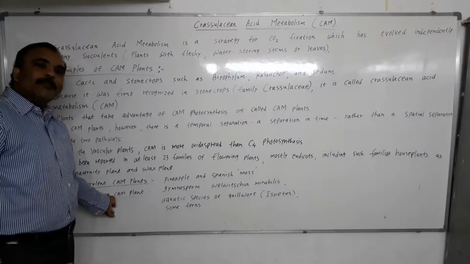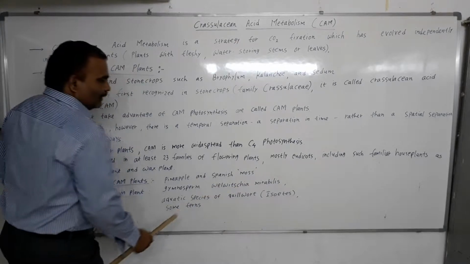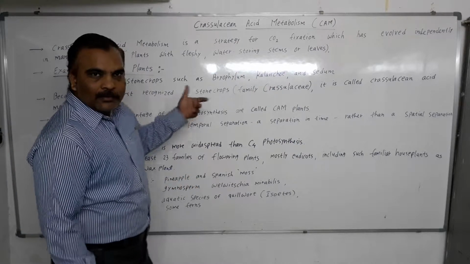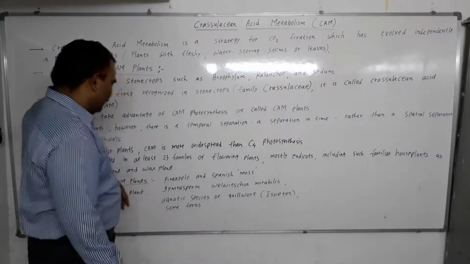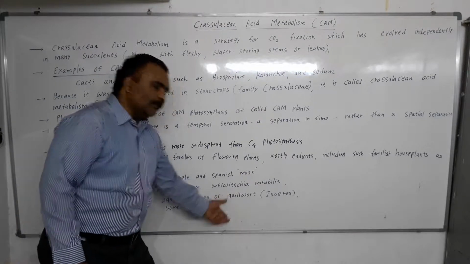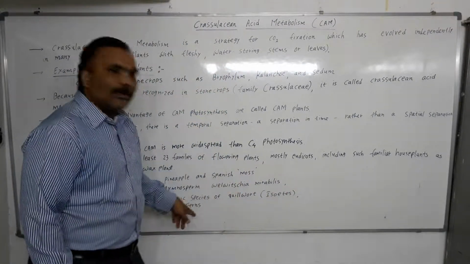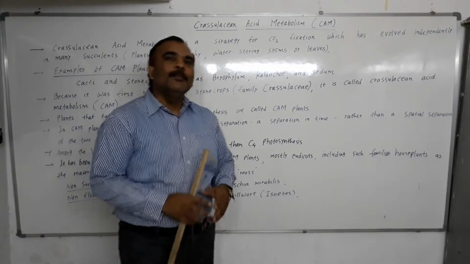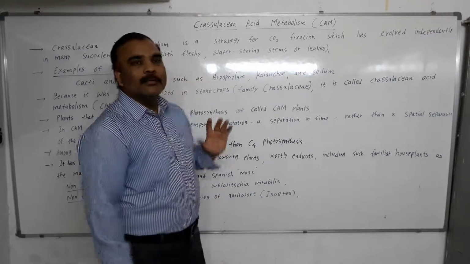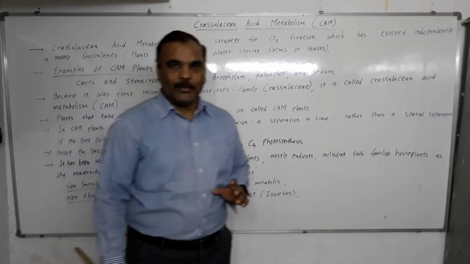Then the non-flowering plants. So gymnosperm, Welwitschia mirabilis. In this plant, CAM metabolism takes place. Then there is an aquatic species, quillwort, also known as Isoetes. In this plant also, CAM metabolism takes place. So these are the examples of crassulacean acid metabolism plants.